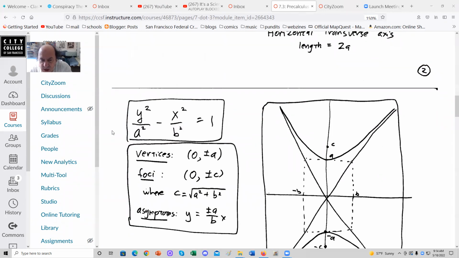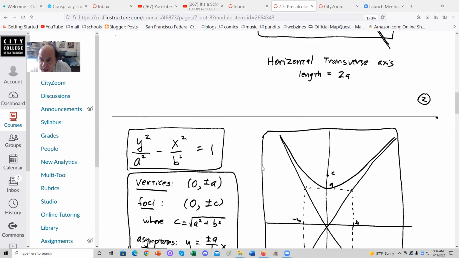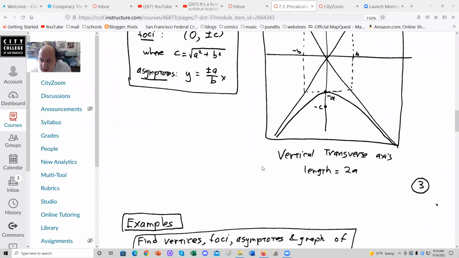Now we could swap these 2 terms. Y squared over a squared minus x squared over b squared equals 1. Now again, the vertices are at 0 by plus or minus a, going up and down the y-axis. Go to plus or minus b by 0 here and make this box. Draw the diagonals, and those are the asymptotes, which are plus or minus a over b times x. The vertices at 0 plus or minus a. The foci at 0 plus or minus c, where c is, as before, the square root of a squared plus b squared. Like that. All right.